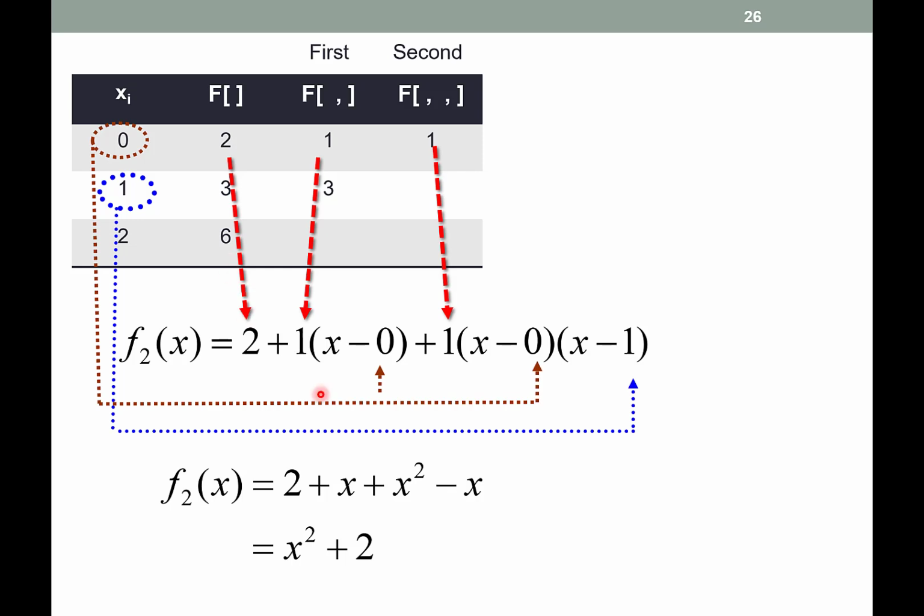Just to mention again, in an exam or a quiz, just getting this equation here is sufficient. You do not have to simplify the equation into this simpler form because it takes a lot of time, and I don't expect you to do that on an exam or a quiz.